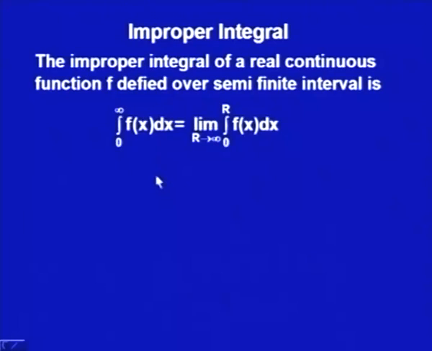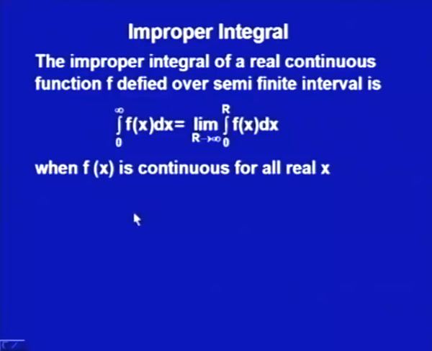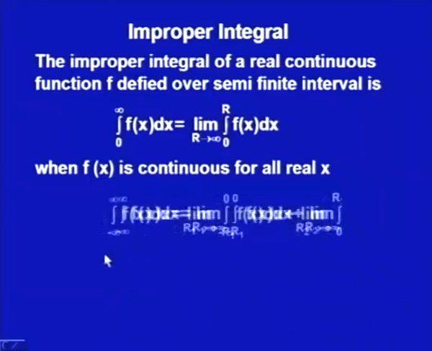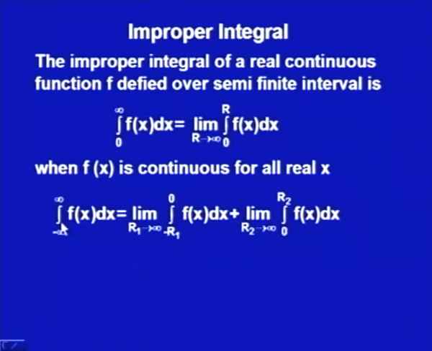Now, if the function is continuous for all x on the whole real line, then we define the improper integral of the type minus infinity to plus infinity of f(x) dx as the sum of two limits. First, the limit as r1 approaches infinity of the integral from minus r1 to 0 of f(x) dx, plus the limit as r2 approaches infinity of the integral from 0 to r2 of f(x) dx. Here both r1 and r2 are taken as positive and both approach infinity.